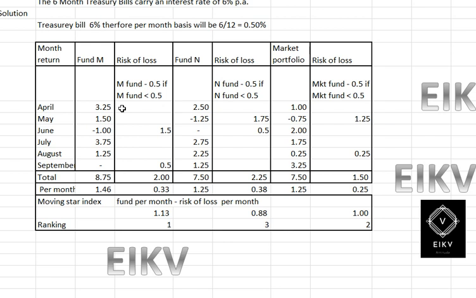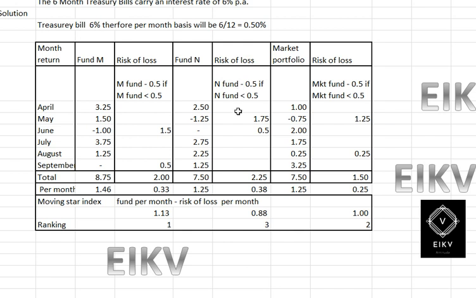Therefore we have first one 3.25, 1.5 minus 0.5 will make 1, and in terms of June it would be negative 1. Negative 1 minus 0.5 will give you 1.5, and then in September we have no return, therefore 0 minus 0.5 will give you 0.5. Therefore the total would be 8.75 as the return of M, and 2 as the risk of losses of fund M.